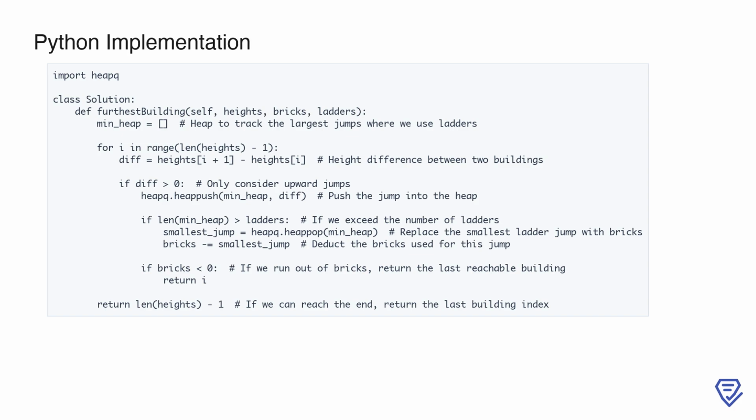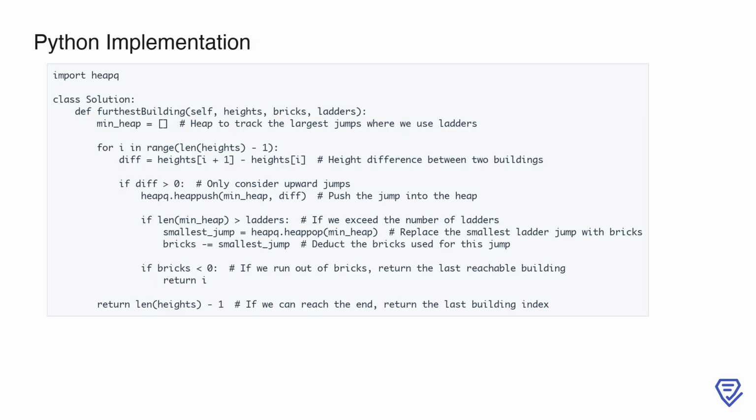2. Iteration over buildings. The loop iterates through the heights array, examining each building and the next. The difference between the heights of consecutive buildings, diff, represents the effort needed to jump between them. If the difference is positive, uphill jump, it is pushed into the heap. This ensures we track all jumps that require resources.